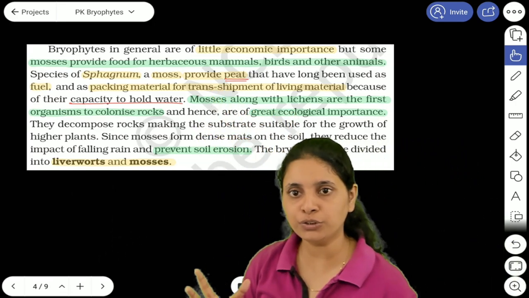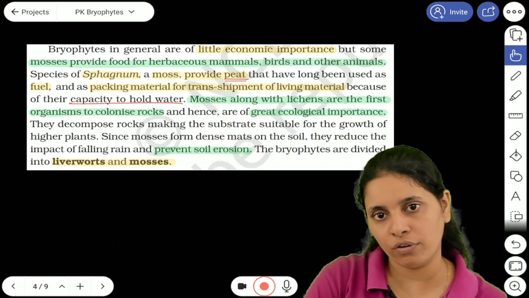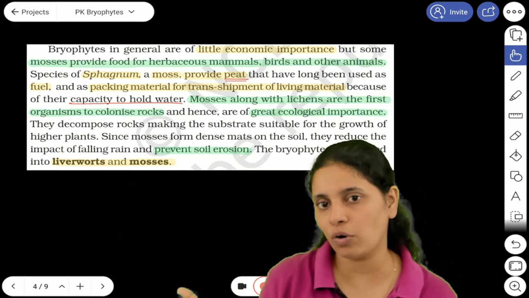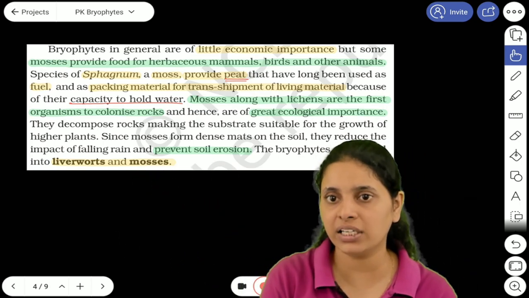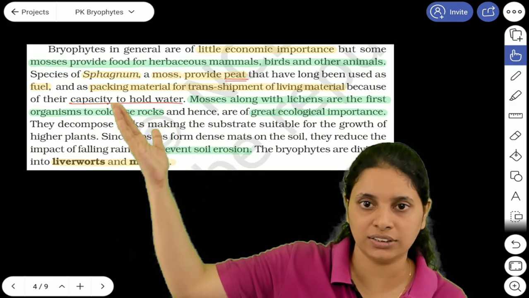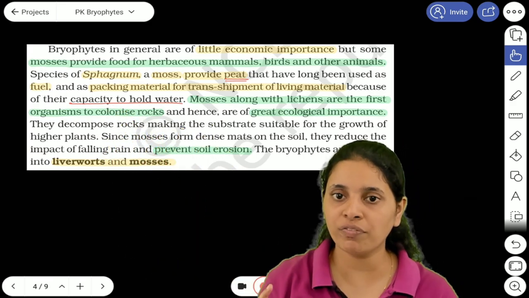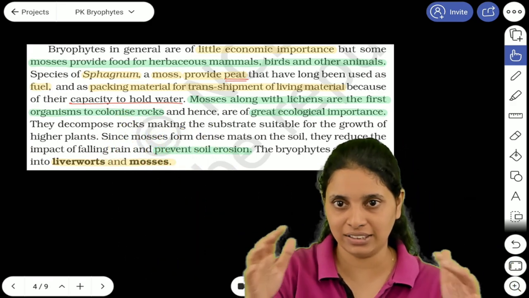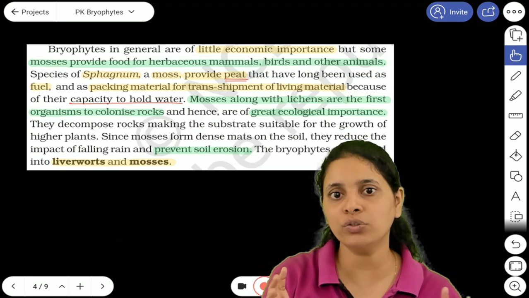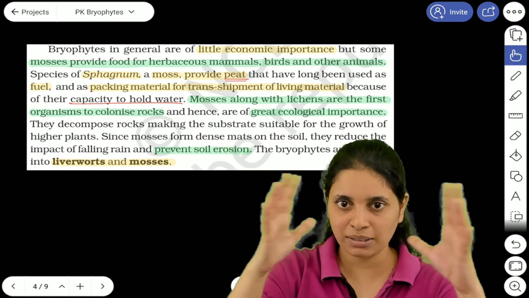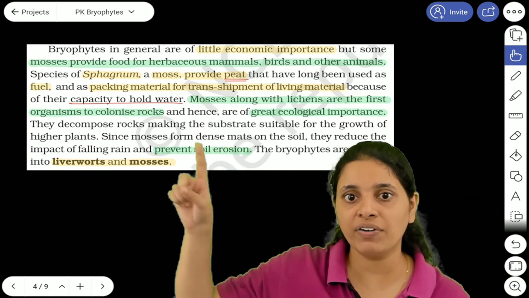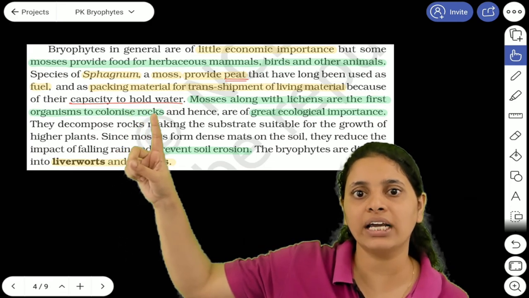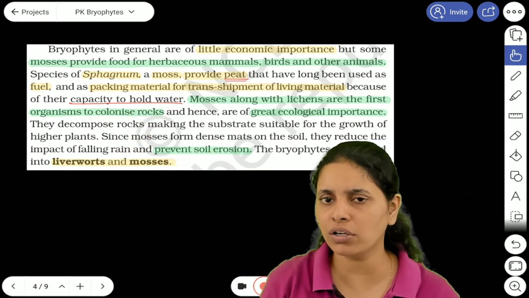If you have to transport any living material over a very long distance, then there is obviously a chance that that living material may dry out by the time it reaches its destination, right? So what we can do is surrounding the actual living material, we can use this peat, okay, as a packing material. Peat has very high water holding capacity. It has great water holding capacity.